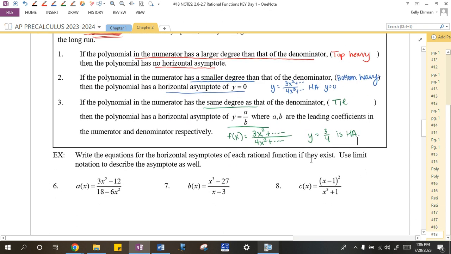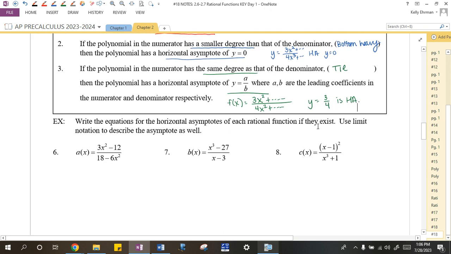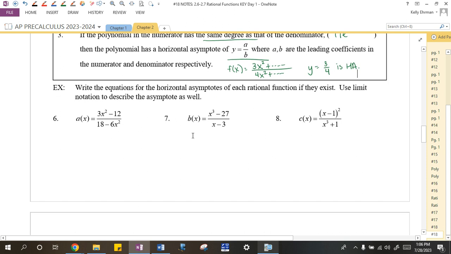Okay, so let's just practice those rules. Write the equations of the horizontal asymptotes if they exist. And then I also want to use limit notation again because we might be asked to do that. So first, let's just apply the rule. The degree in the numerator here is 2. The degree in the denominator is 2. So this is a tie. So the rule is that the horizontal asymptote is y equals 3 over negative 6. Divide the leading coefficients. Simplify that, of course, to y equals negative 1/2.